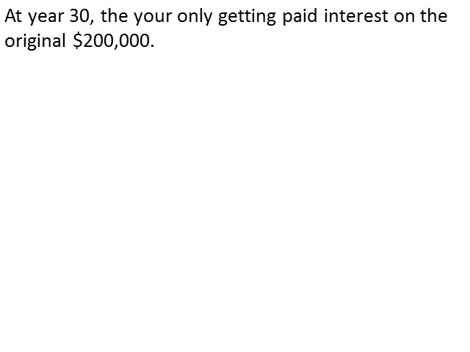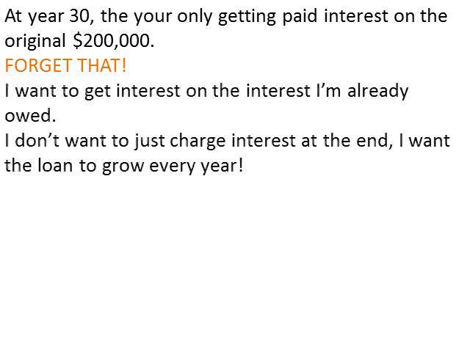So what I would rather do as a loaner is I would rather you pay interest on the money that you haven't paid me back yet. So I need you to pay interest on the interest, really. And that's called compound interest. And let's see what's going to happen there. Forget that original thing, right? I want to pay interest on the interest.